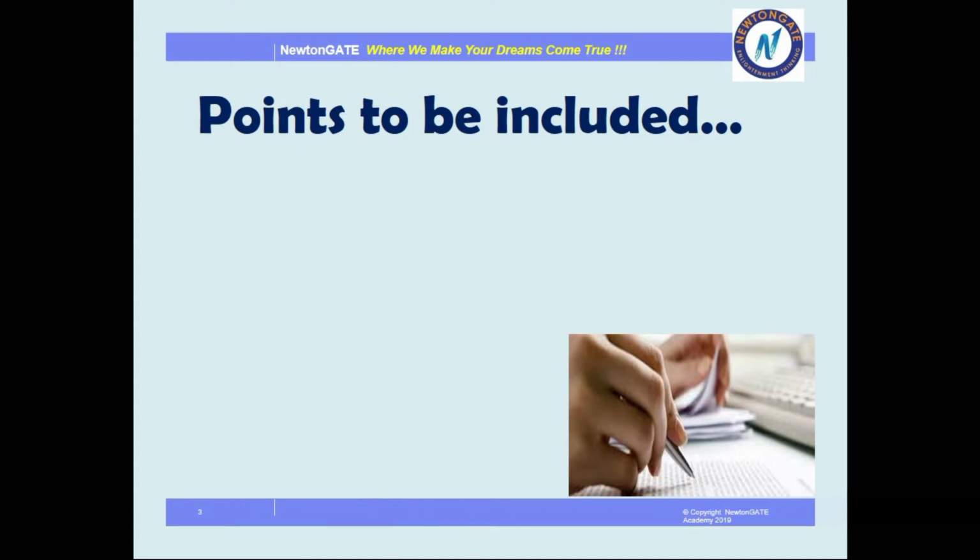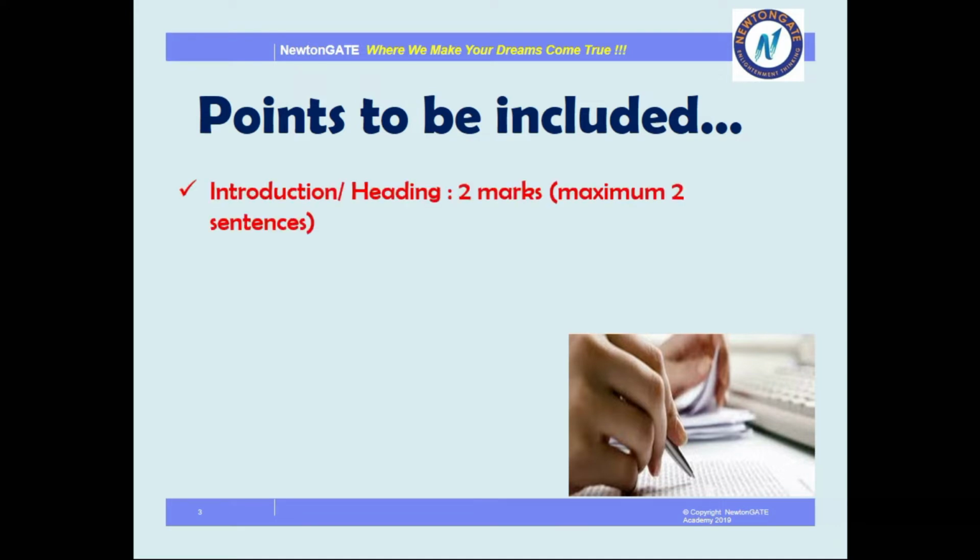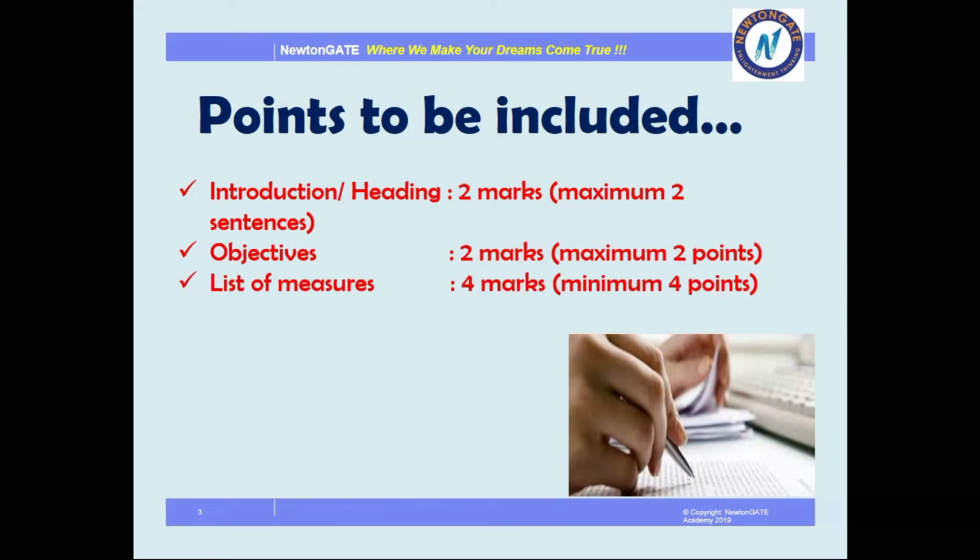Next, we are going to discuss the points that need to be included in a good proposal. Point number 1, introduction or heading, which will contain 2 marks, and here you need to write a maximum of 2 sentences. Point number 2, objective. This also contains 2 marks, and here also you need to write a maximum of 2 points. Point number 3, list of measures, which is the most important point. Here you need to write a minimum of 4 points, and it will be containing 4 marks.